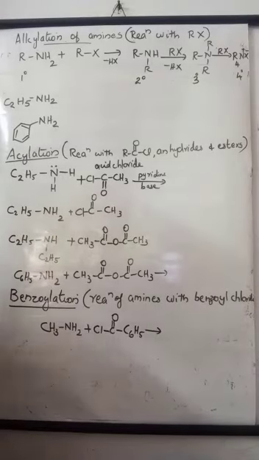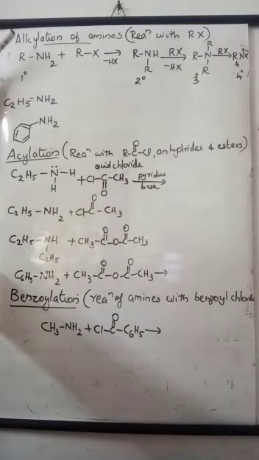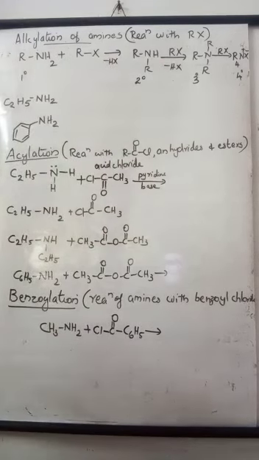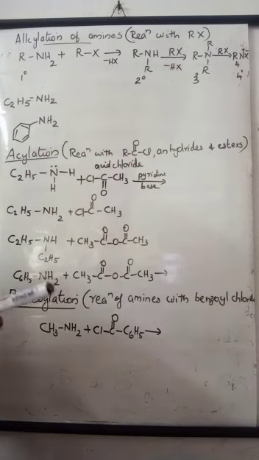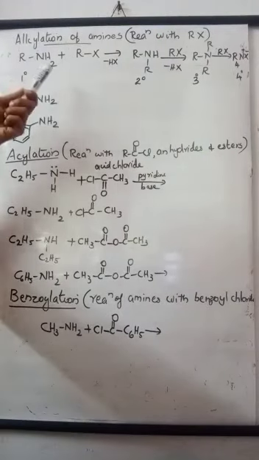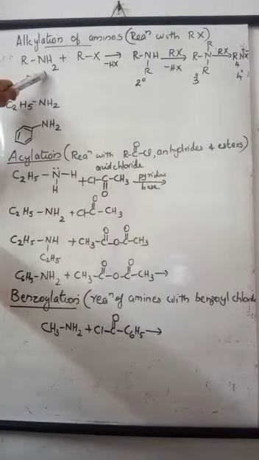Chemical reactions of amines. Alkylation reaction. Alkylation of amines means reaction of amines with the alkyl halide. In this reaction, the hydrogen atom of the amino group will be replaced by alkyl group.